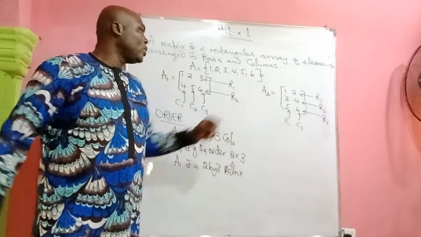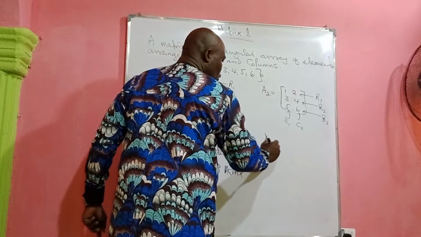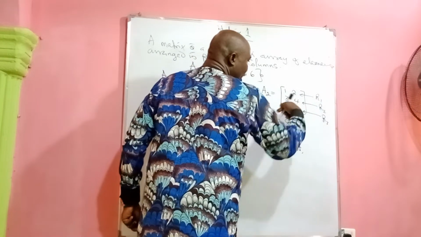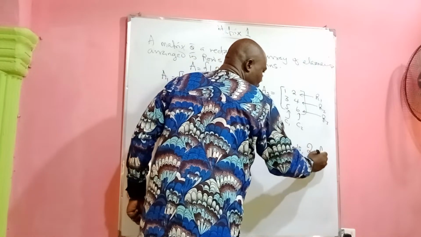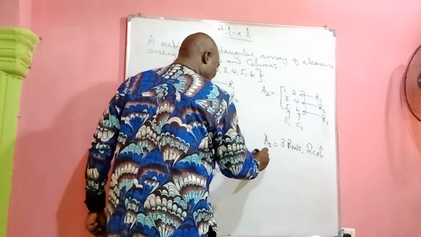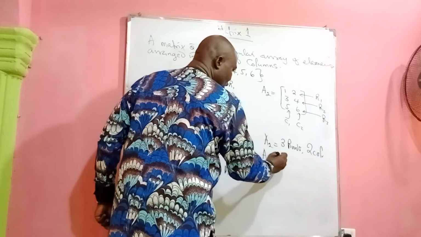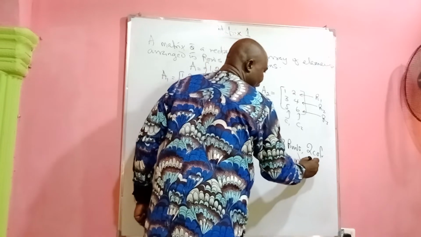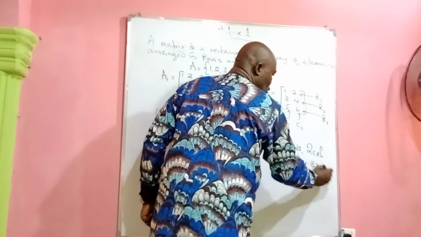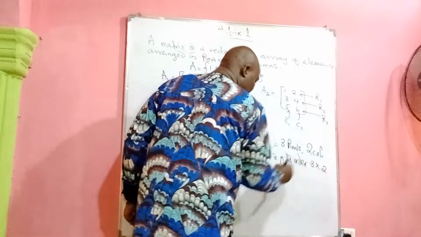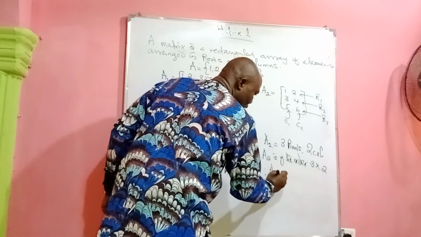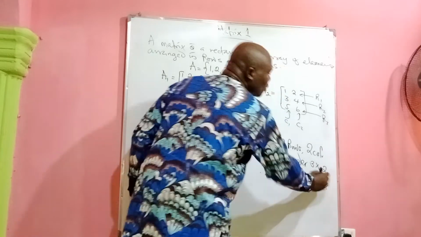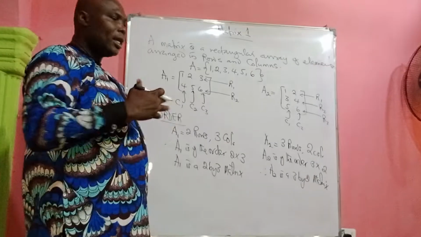And if you look at matrix A2, A2 has 3 rows. And how many columns? 2 columns. It means that A2 is of the order 3 times 2, where it has 3 rows and 2 columns. Therefore, A2 is a 3 by 2 matrix. So that's what the order of the matrix is all about.